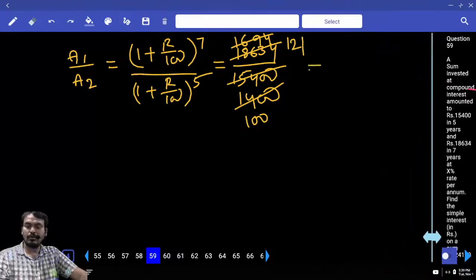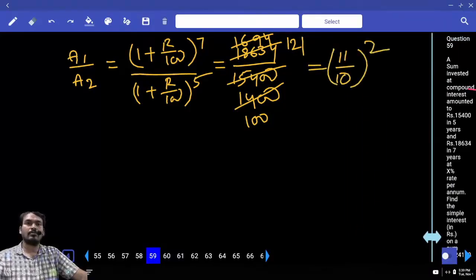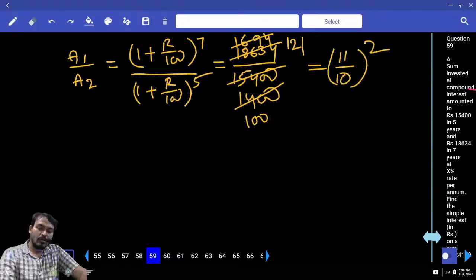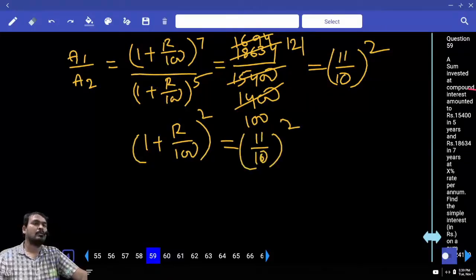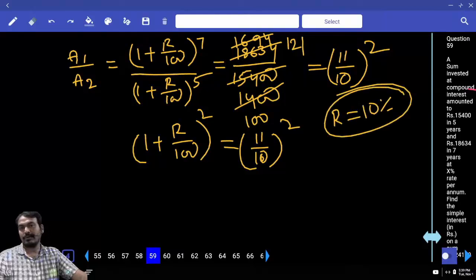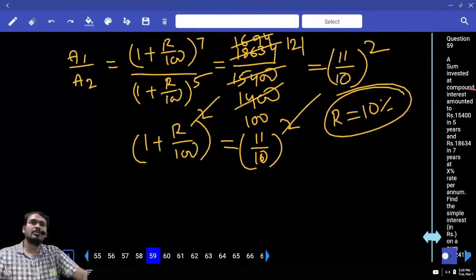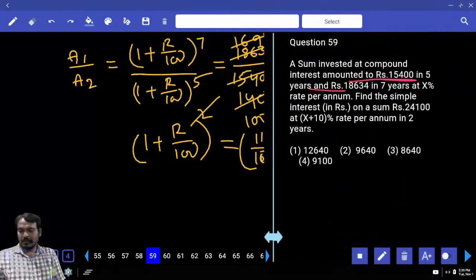That is equal to 121 by 100. Means 11 by 10. Power 2 or power 1? Power 2. On the left-hand side it is 1 plus R by 100 power 2. 1 plus R by 100 power 2 is equal to which one? 11 by 10 power 2, or not? Then R is equal to how much percent? 10%, or not? R is equal to how much? 10%. Means the rate percent per annum is how much percent? 10%. On both sides, 1 plus R by 100 is equal to 11 by 10. Then R is how much percent? 10%, or not?